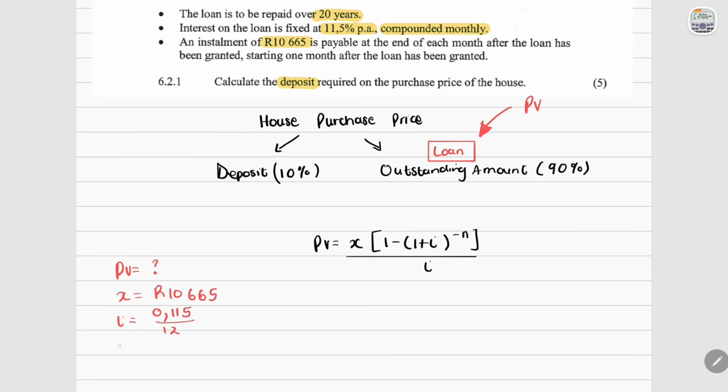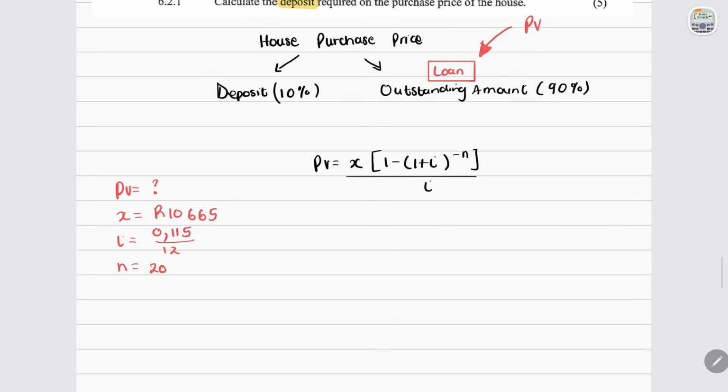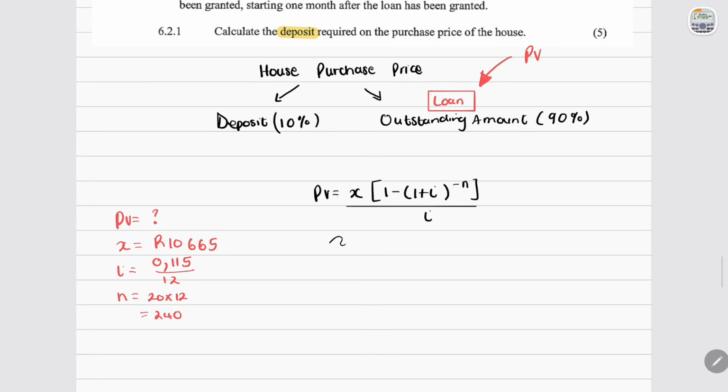And then lastly, we have N. Okay. They told us that the loan will be repaid over 20 years. So that's 20 years, but remember it's compounded monthly. So you need to multiply this by 12. Okay, so this is what we have. Okay, and we can just put that amount. So just 20 times 12, and then that is 240. Okay, and let's put these down.